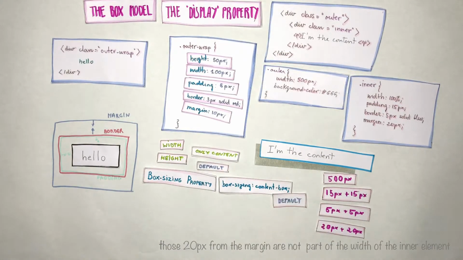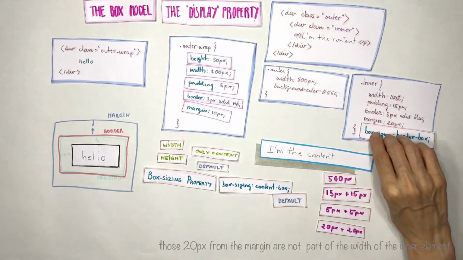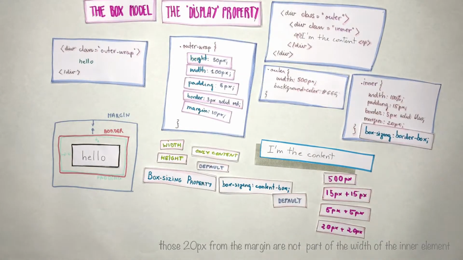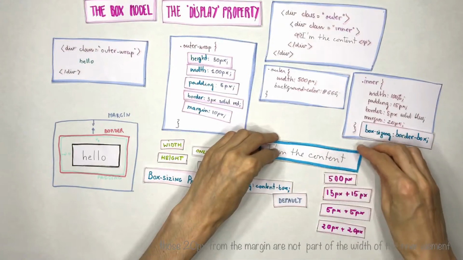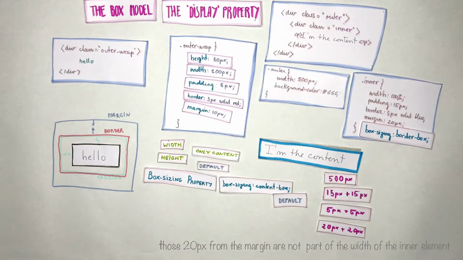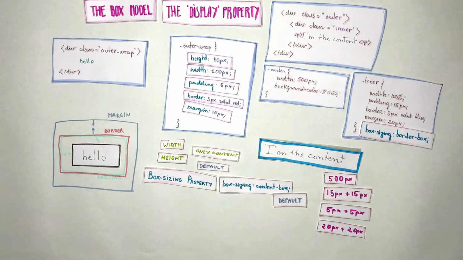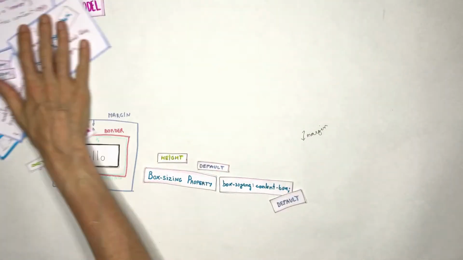We can change that default behavior by setting the box sizing property to border box. And this is what we are going to do here. Let's add that property to the inner class, and this is what is going to happen. The inner content is going to fit the parent. It's not going to overflow the outer element anymore. This happens because now the width of the element contains not only the width of the content, but also the padding and the border. Not the margin, remember. And we are done with the box model. Let's now see the display property.